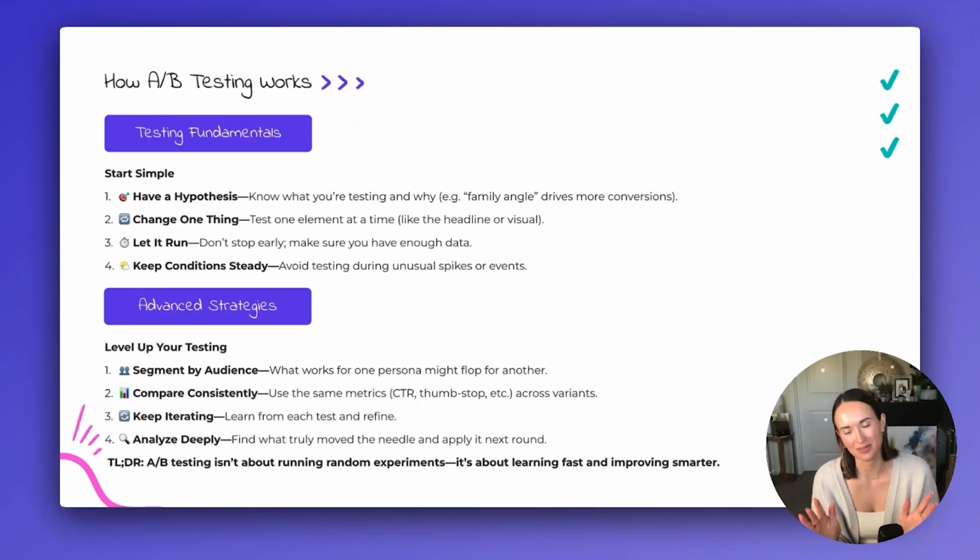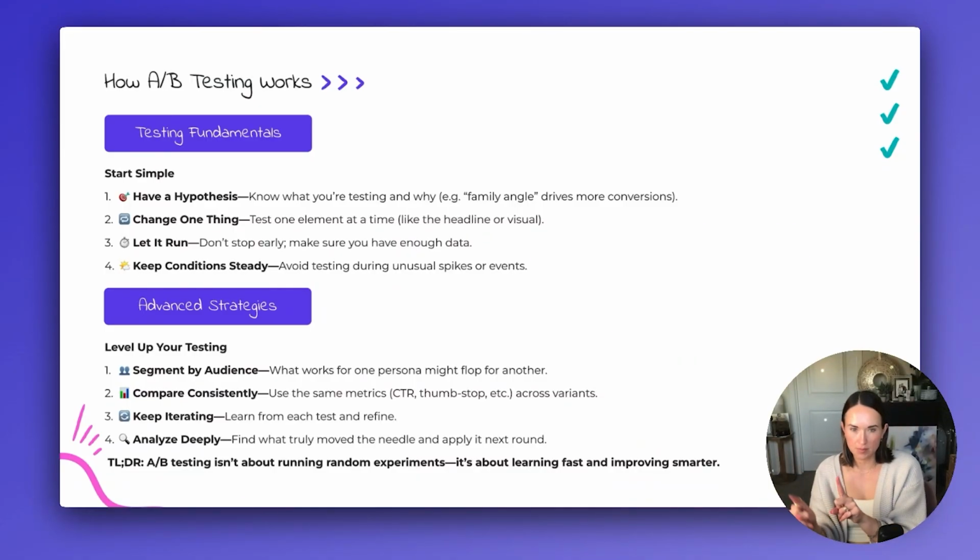That's not wildly different, which is why we're going to go into visual examples next of what that actually looks like. But the TLDR, too lazy, didn't read, is A/B testing isn't about running random experiments. It's about learning fast and improving faster. And I do want to emphasize that changing one thing is still a strategy. It just looks different.